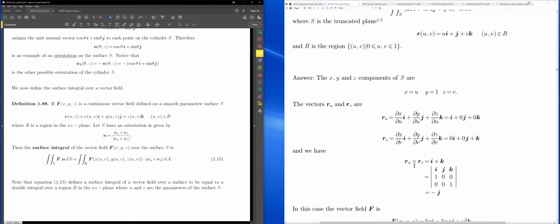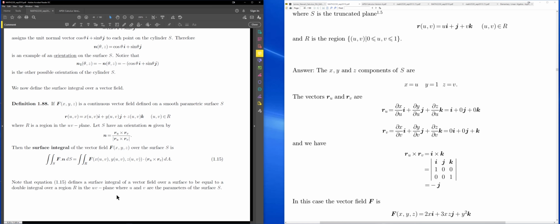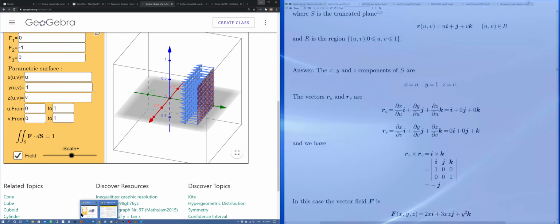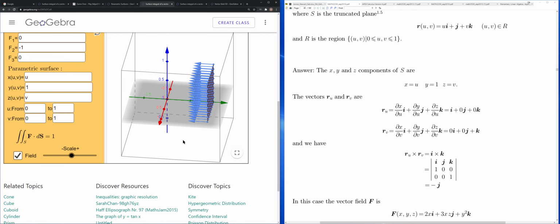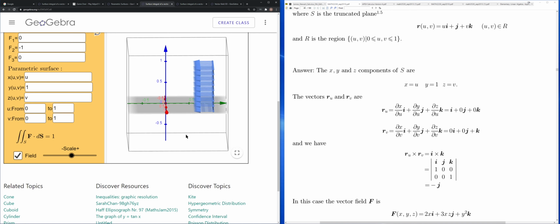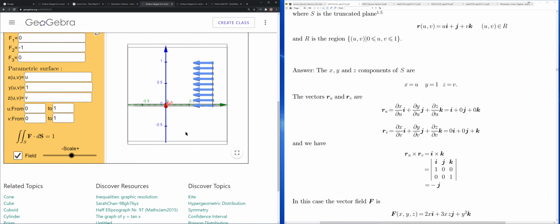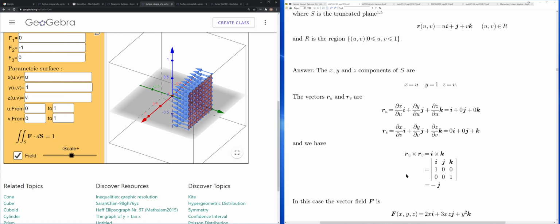And the RU cross RV is, well, over here what I have is I, and over here this works out to be K, so the RU cross RV is I cross K, and that's minus J. And that minus J agrees with this direction here. Minus J is pointing in the opposite direction of Y. So this is minus J, and plus J would be in the direction of the green arrow, in other words, the direction of the Y-axis.